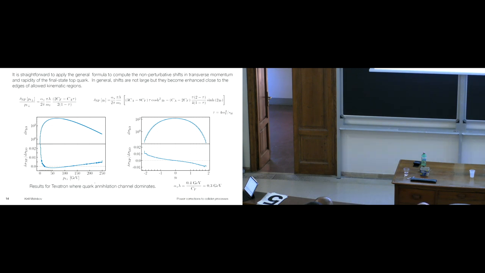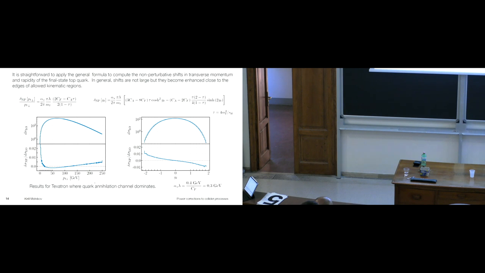There is also the change in the rapidity distribution of the top quark in the center of mass frame. Now you can take these formulas, put them into a Fortran code, integrate with the parton distribution functions, and then you get results that look like this. These are the leading order transverse momentum distribution of a top, and the rapidity distribution of a top, and the corrections that you see are here.